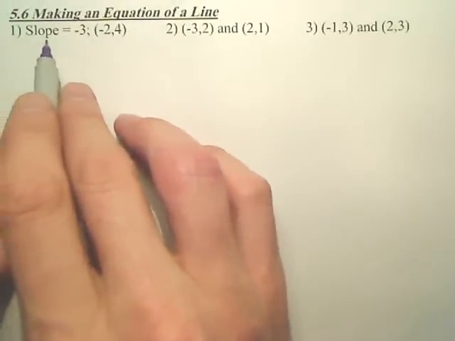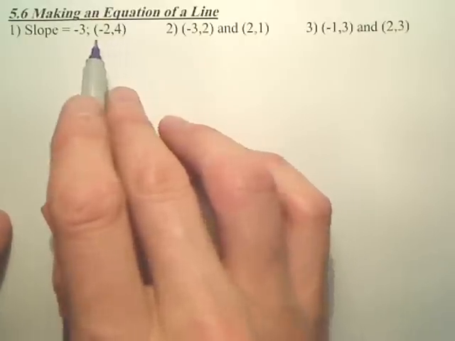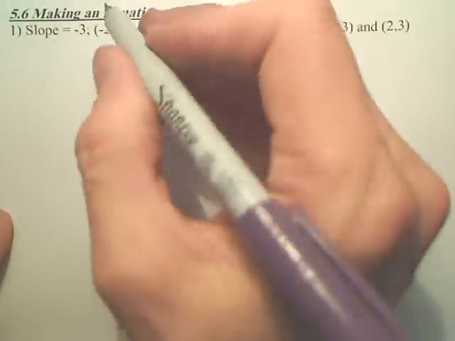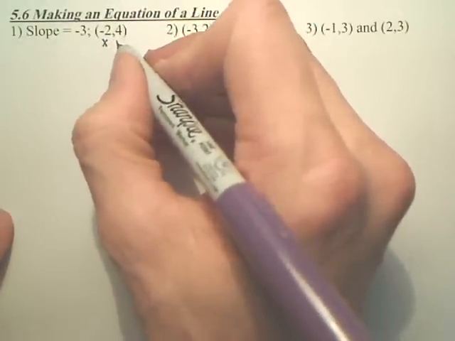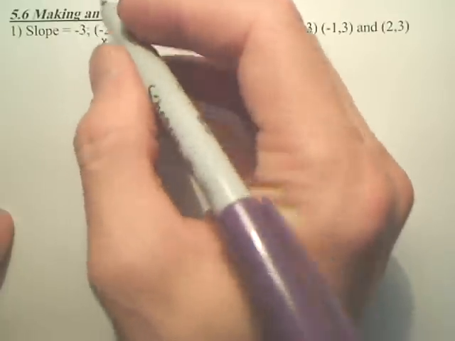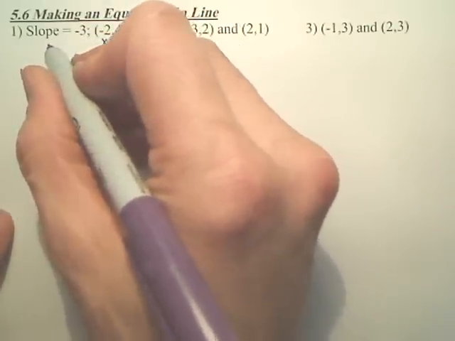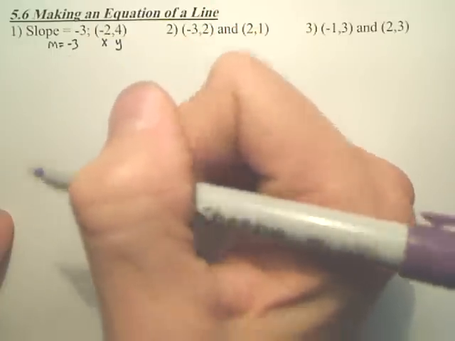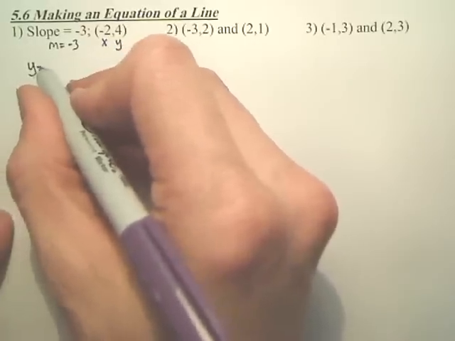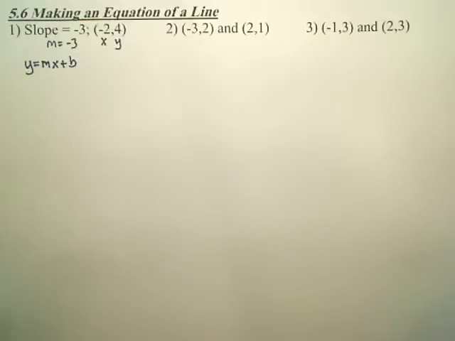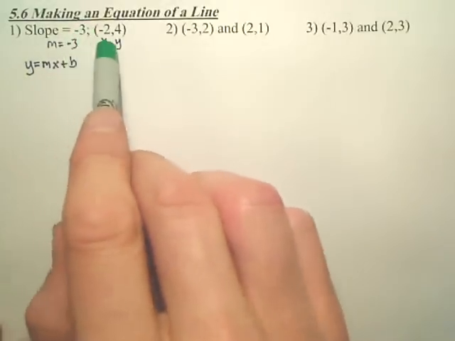Alright, I want to find the equation of a line that has this slope and goes through this point. Now, you have to first understand xy is a coordinate, and when I say slope equals -3, that means m equals -3. You also have to know this formula. If you know that formula, you can find the equation of a line that has this slope and goes through this point.